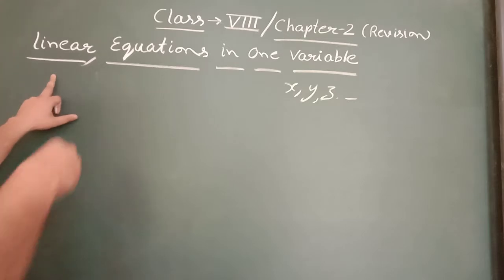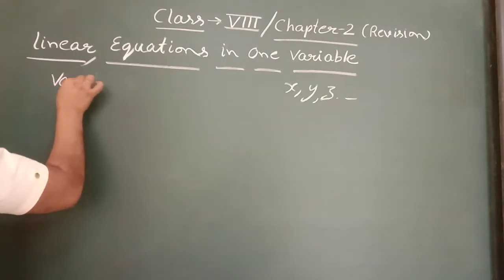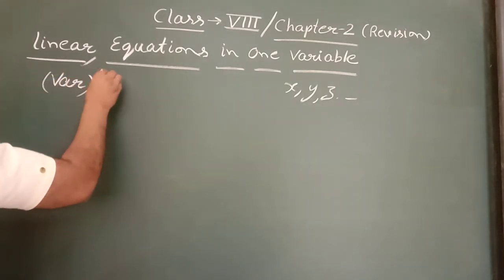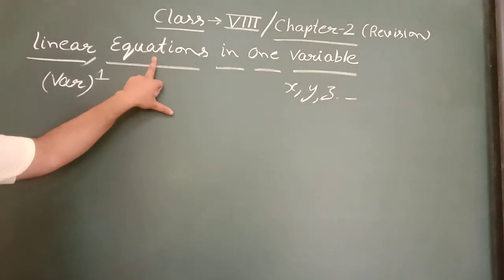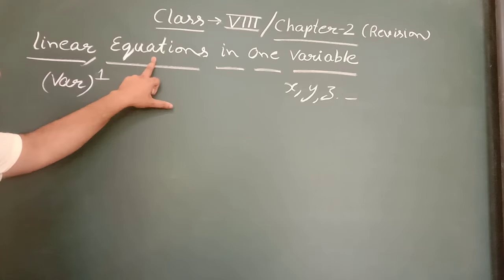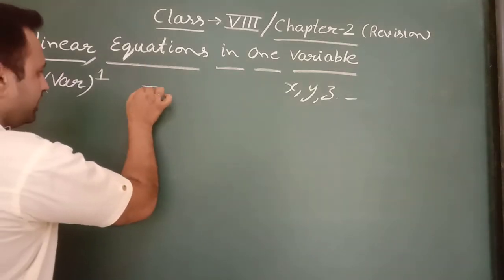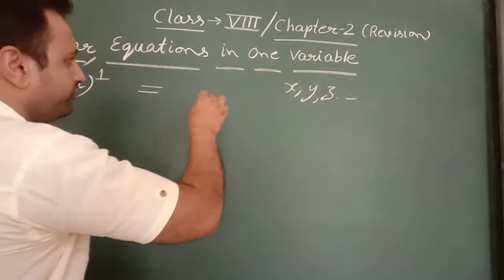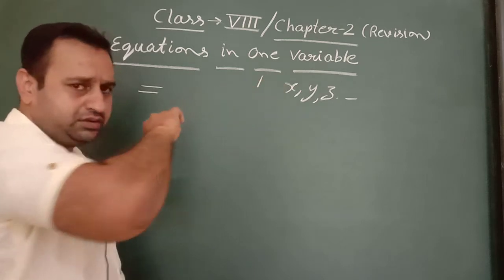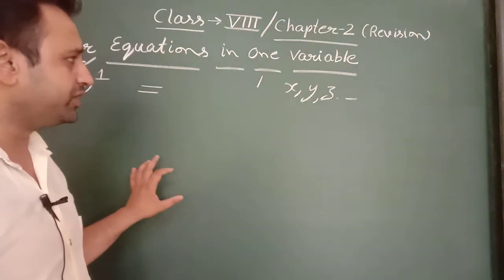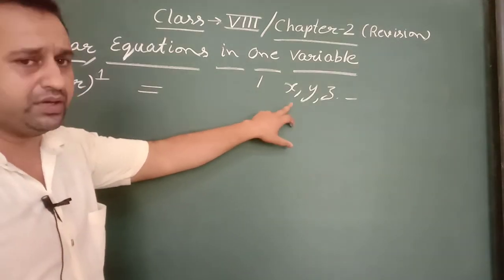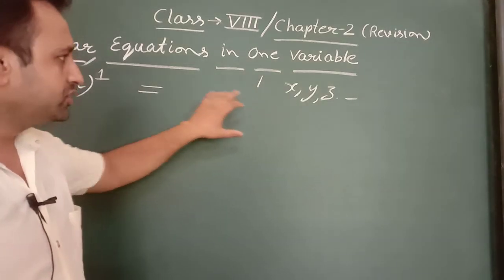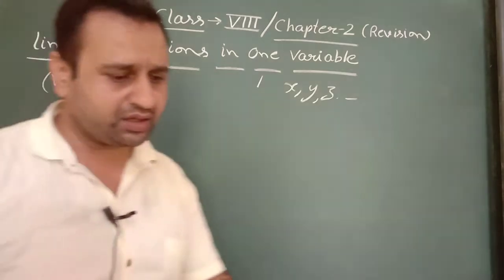And what is the meaning of linear? In linear, the power of the variable is 1. It is called linear. Equation means when a mathematical statement has a sign of is equal to, then it is called an equation. And 1 means in this chapter, we have a mathematical statement in which only one variable is used. So this is the name of the chapter.